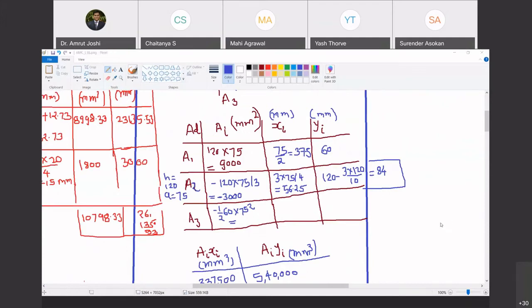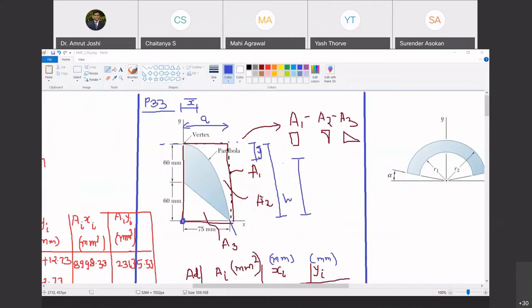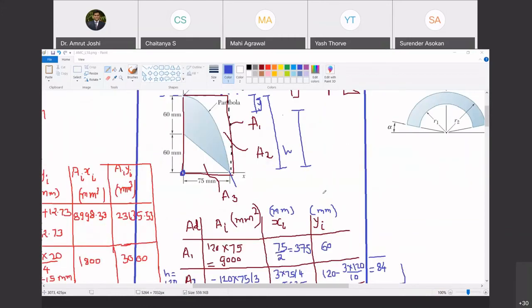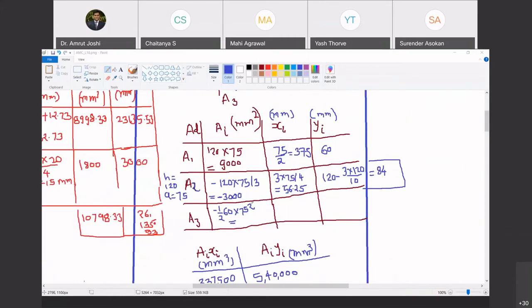Yes. Tell me the value. So why is it 75 square? No, no, not square. I'm sorry. Half of 60 into 75. I'm very sorry. Tell me, how much is that? 250. How much? Minus 2250. Minus 2250, right? Yes. mm square.